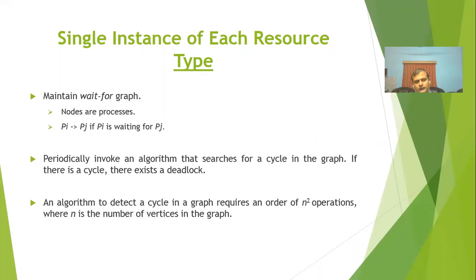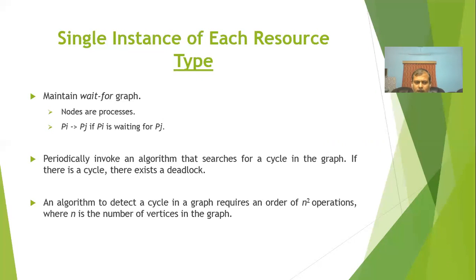So basically, as we have seen earlier, there can be two different scenarios. In scenario one, we have only a single instance of each resource, and the other can be multiple instances of each resource. If there are only single instances of each resource type, what we can do to detect a deadlock is maintain a wait-for graph.